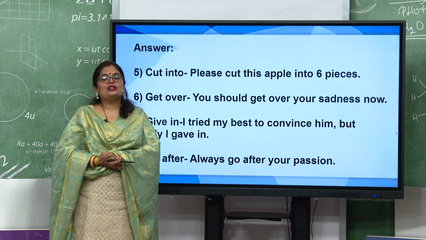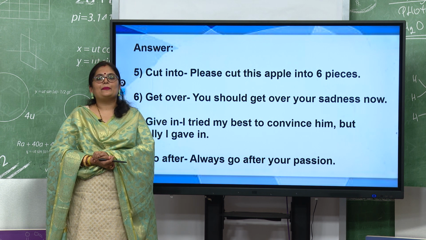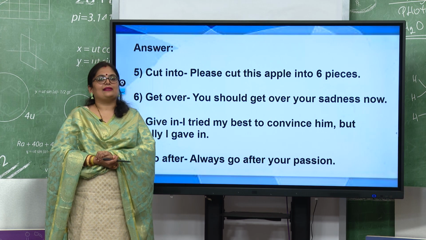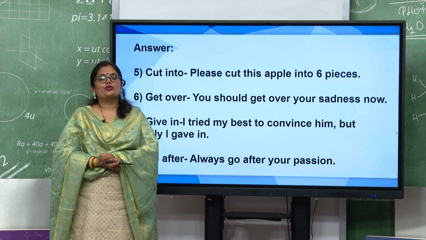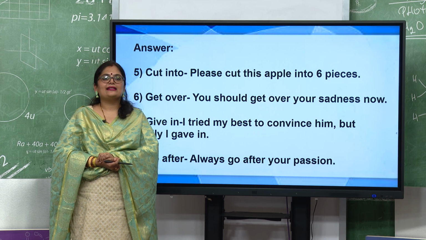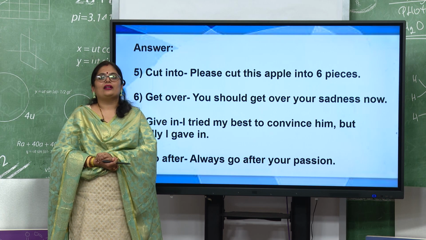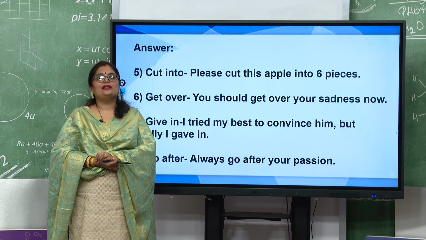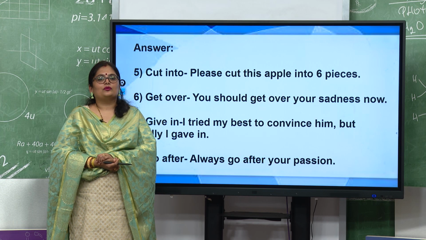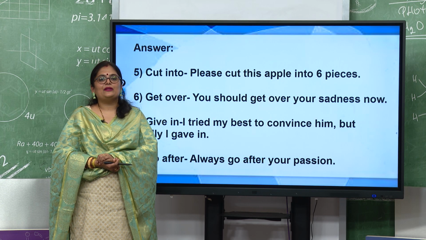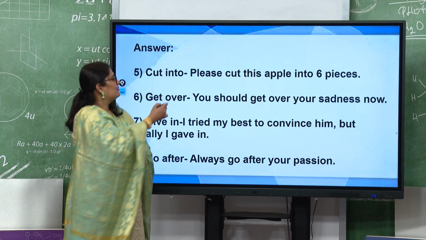Now, cut in two is the fifth example. Please cut this apple into 6 pieces. What is the next example? Get over. You should get over your sadness now. In the 7th example, we have give in. I tried my best to convince him, but finally I gave in. And what is the 8th example? Go after. Always go after your passion.